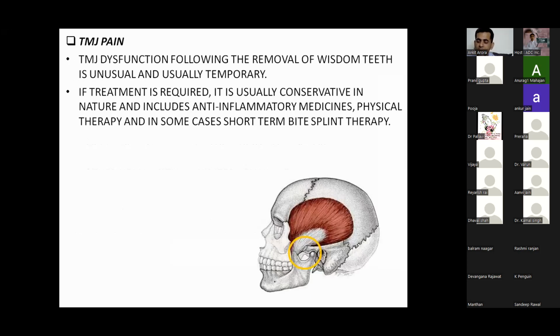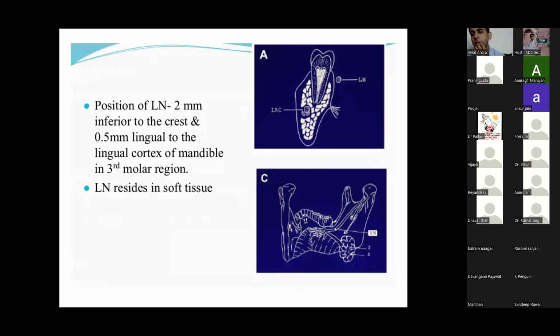TMJ pain is also seen, and it happens. As you must have noted when I was delivering the tooth in the video, you need to allow the patient to slightly close the mouth so that it relieves the disc. If TMJ pain is there, you need to give more anti-inflammatory medicine such as ibuprofen or piroxicam, or physical therapy in the form of hot fomentation.